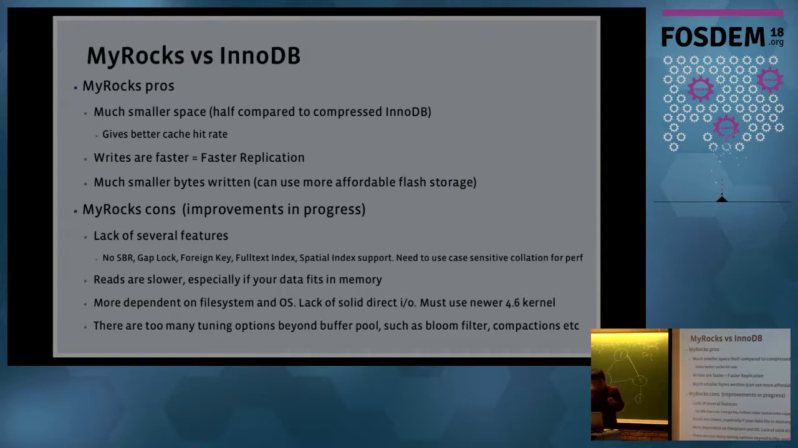And it's more dependent on the file system and operating system. We use MyRocks and RocksDB without O_DIRECT. Since RocksDB's direct I/O support is very limited, we use buffered I/O, so it's heavily dependent on Linux kernels. It's highly recommended to use a newer Linux kernel, 4.6 or later, which fixes many buffered I/O problems. And there are many tuning options beyond the buffer pool, such as Bloom filter or compactions. So we are trying to give very good default parameters so that users don't have to worry about that. These are in progress.